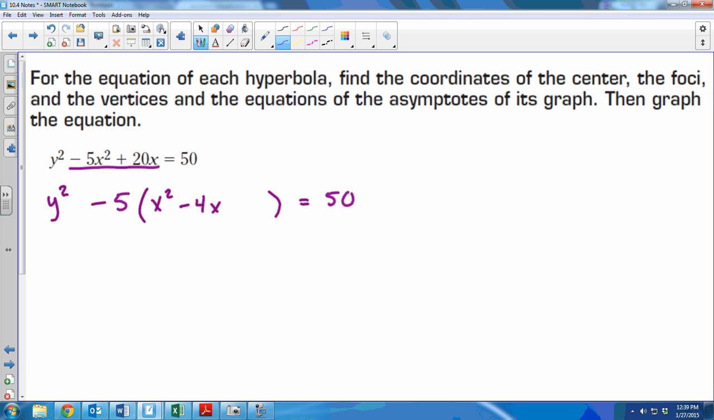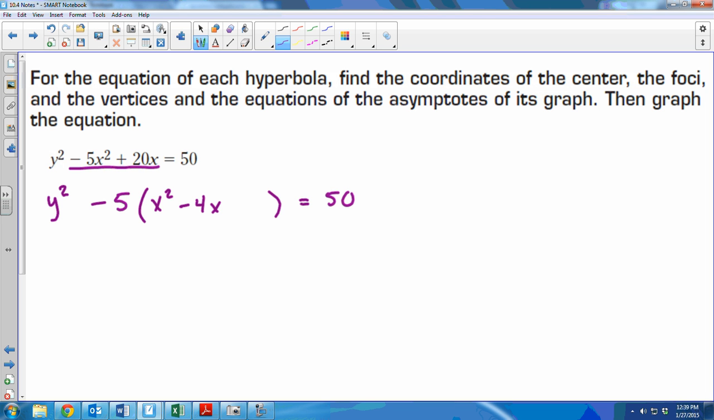Don't you have to divide on both sides? We're not even there yet. Yeah. When you divide on one side, you have to divide. We haven't divided anything yet. Other questions so far? It's very similar to what we did before.